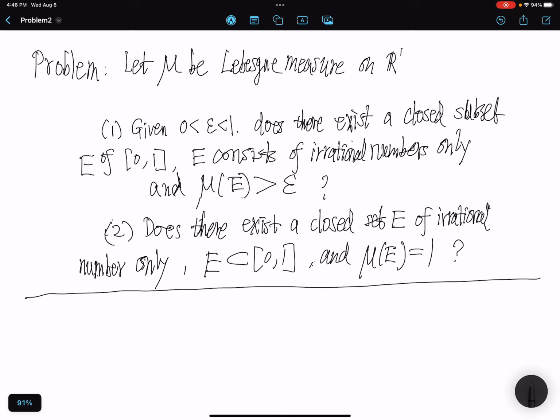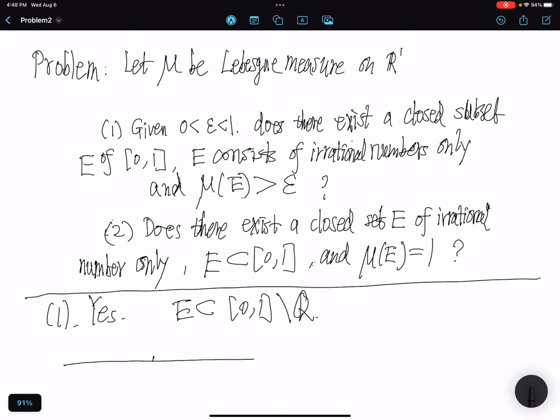Okay, let's work on this. For the first one, the answer is yes. Let's construct such a set. Because E has irrational numbers only, we know E has to be the set excluding all the rational numbers, and E has to be closed. So let's find this closed set by using the following construction.